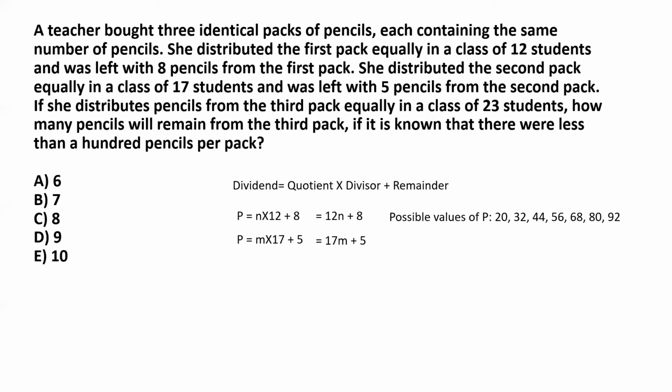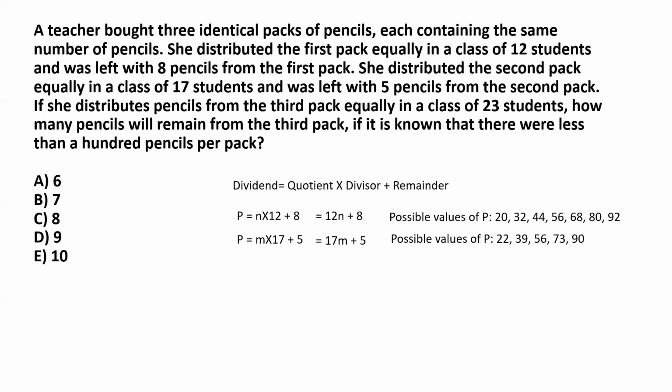because for n equal to 7, 12n plus 8 becomes 12 multiplied by 7, 84 plus 8, 92. So the next value of n will be n equal to 8, and for that 12n plus 8 becomes 96 plus 8, so that exceeds 100. So we are not considering that value because it's known that P would be less than 100. And similarly, we can get the possible values of P from the other equation, 17m plus 5.